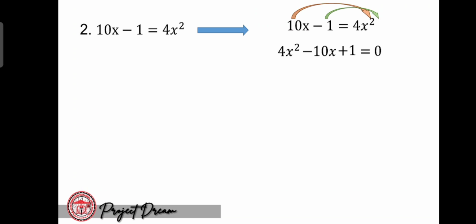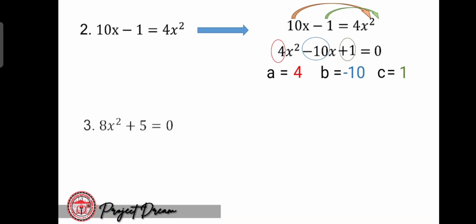Now, let us find the values of a, b, and c. A is equal to positive 4. B is equal to negative 10. And C is equal to positive 1. Next, for number 3, we have 8x squared plus 5 is equal to 0.